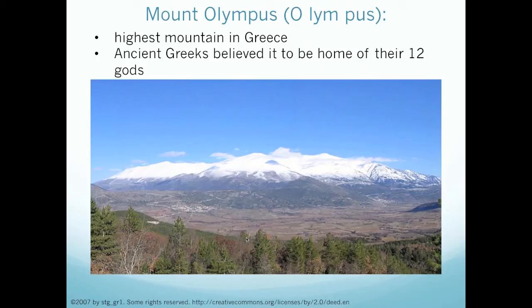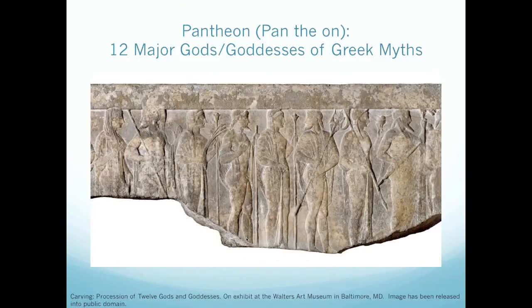So why was Olympus so important to the Greeks? It's the highest mountain in Greece. And it was something that from a lot of different points in the country could be seen. And so a lot of the mythology, a lot of the stories the ancient people had were about these creatures who lived on top of this high mountain.